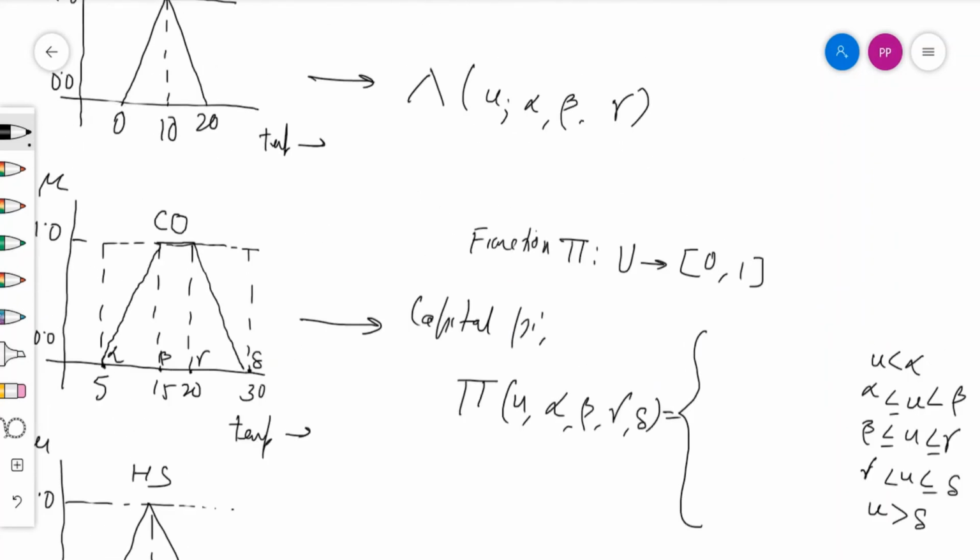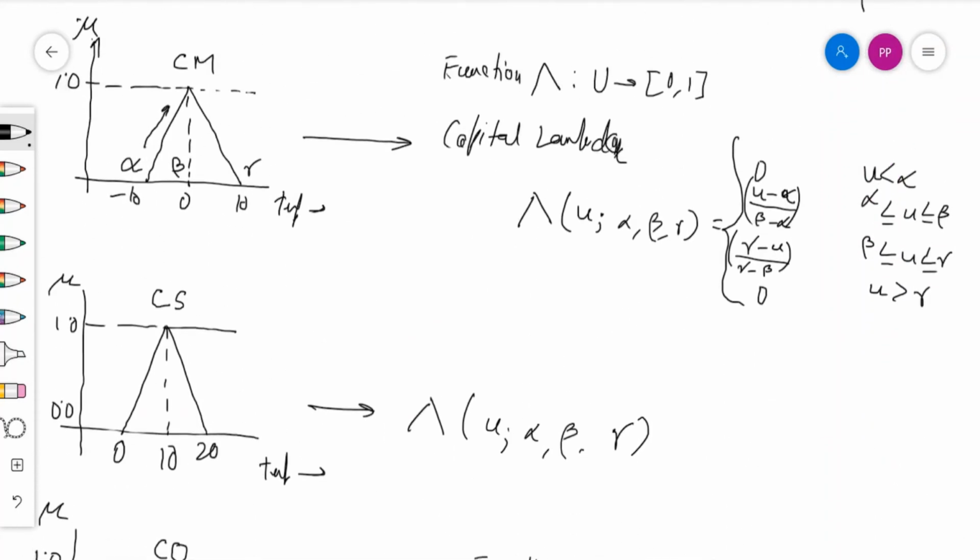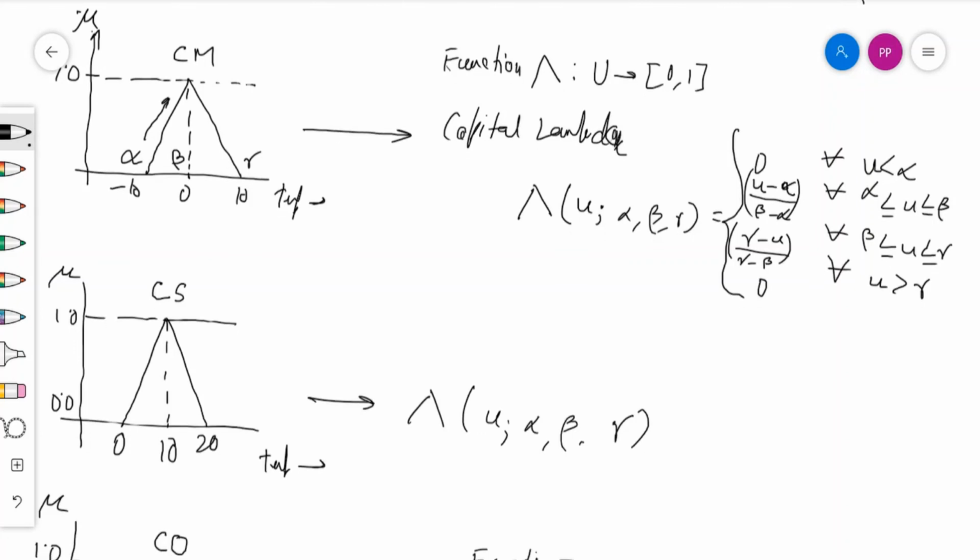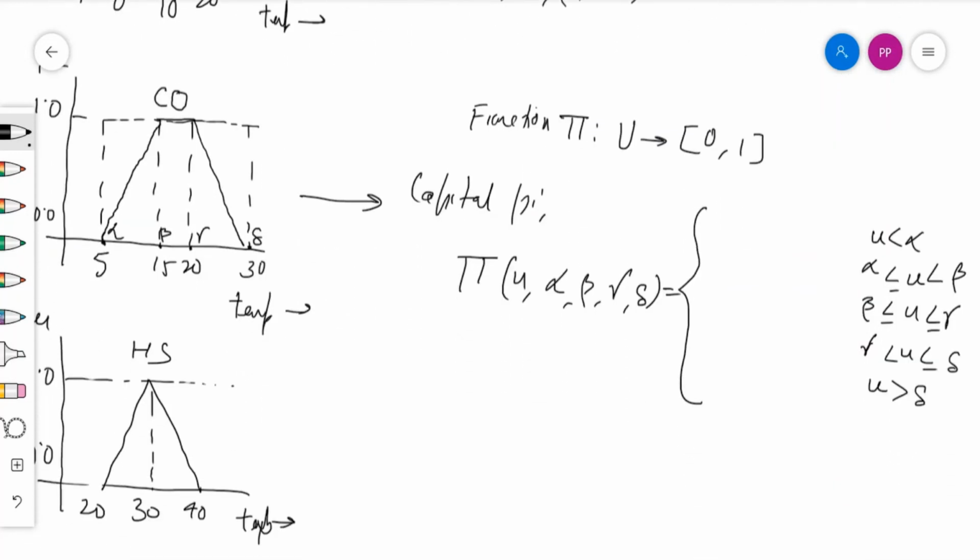So we should write here, define here, because that is the clause, so we should write for all like this. So here again the first value is less than alpha. We can see that in the plot this is 0, the value is 0, so this is throughout 0, so we can write 0 very well for all U less than alpha. Then we have to take the value alpha to beta, it is increasing linearly, so we can write U minus alpha divided by beta minus alpha.